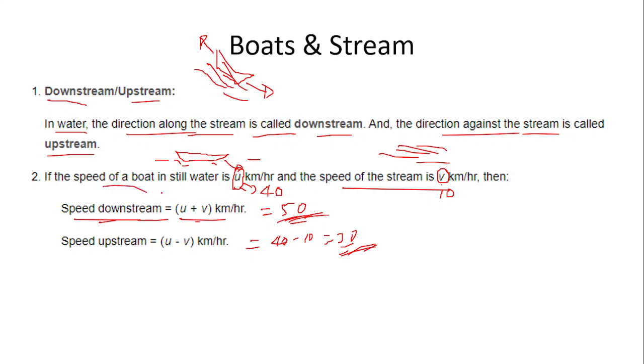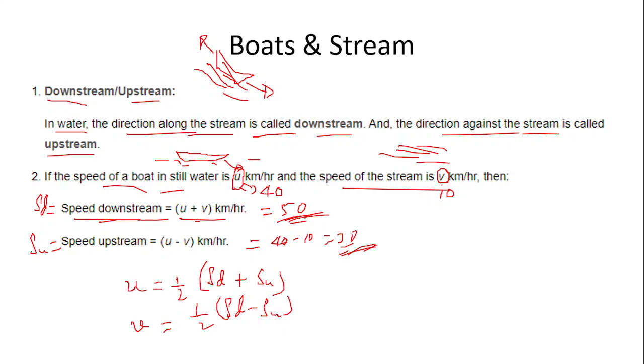Sometimes there will be a question on finding the speed of the boat in still water. How do you find U? U is nothing but half into speed of the downstream. Let us give the name as SD. And speed upstream we will give it as SU. So U is half into SD plus SU. And the speed of the stream can be found by using half into SD minus SU, speed downstream minus speed upstream.